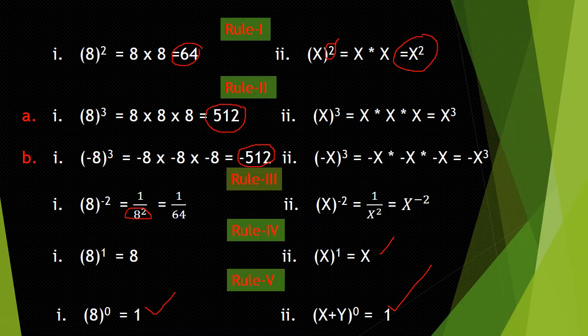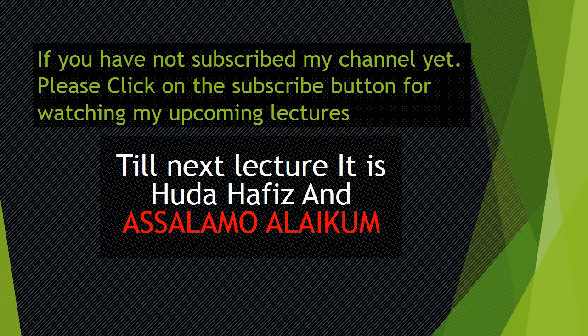So in this lecture, I have talked about the algebraic expression, about the variable, about the constant, about the types of the algebraic expression: monomial, binomial, and polynomial.